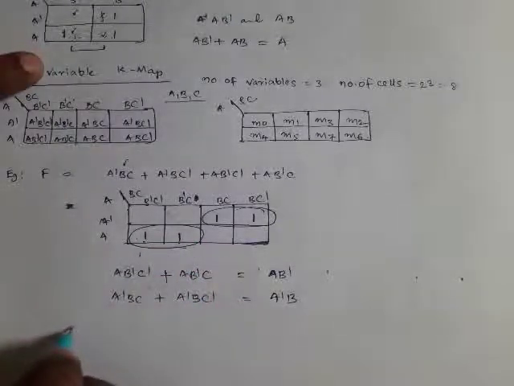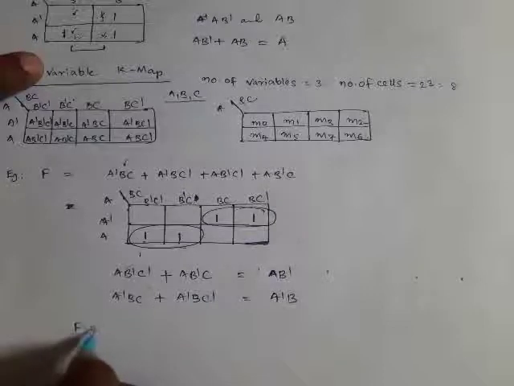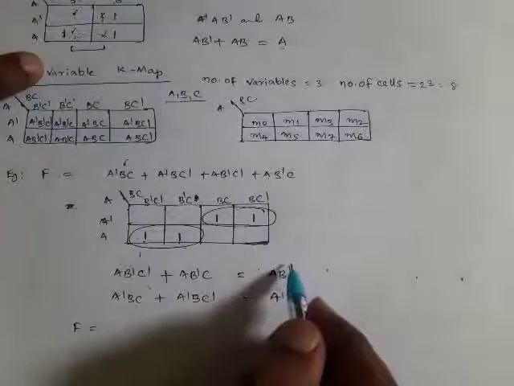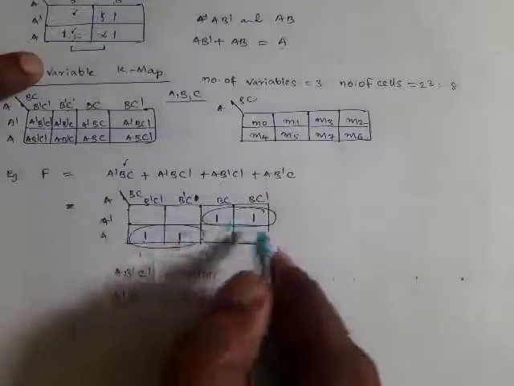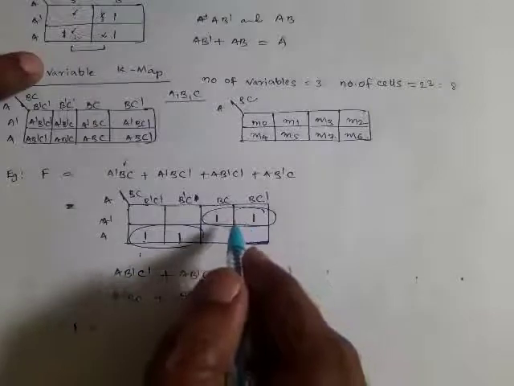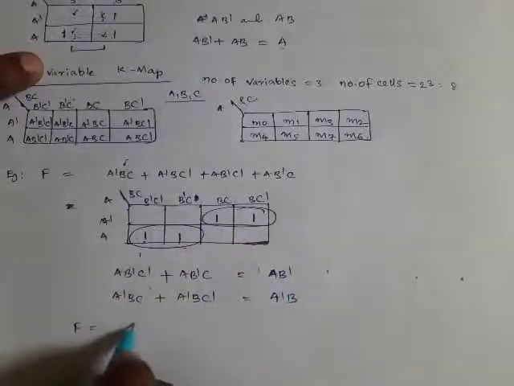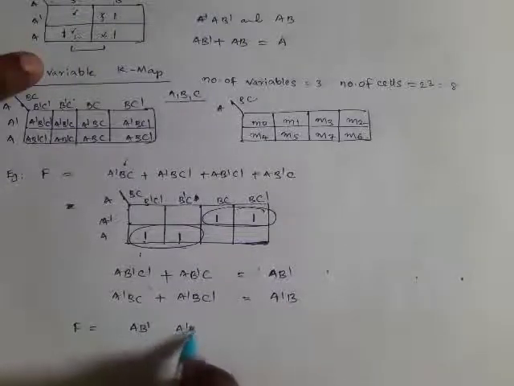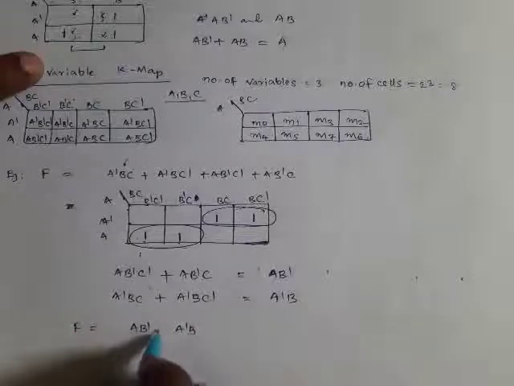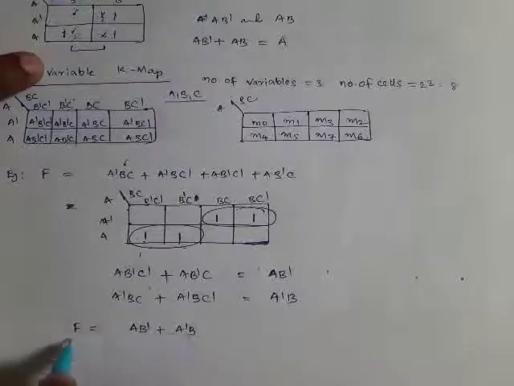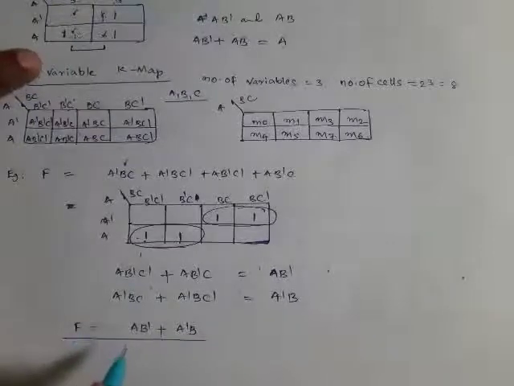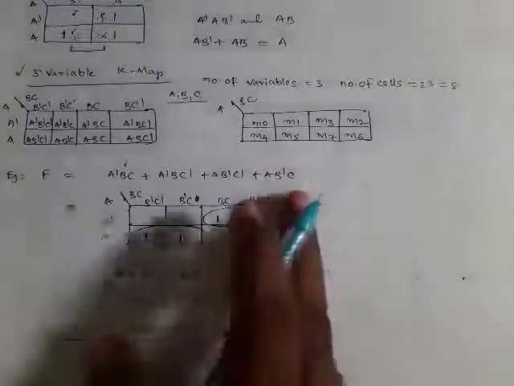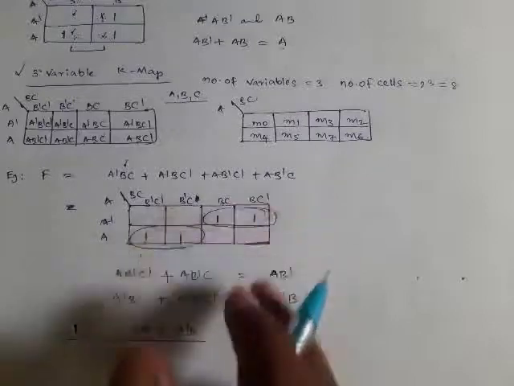In order to complete the simplification process, what do we have to do? We have to logically add the resulting terms obtained by grouping the cells containing ones. So what is the term obtained by the first group? A B bar, and by the second group it is A bar B. We logically add the terms obtained, and this Boolean expression is the simplified expression of the original given Boolean expression.